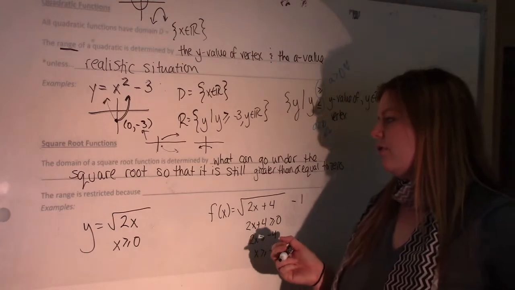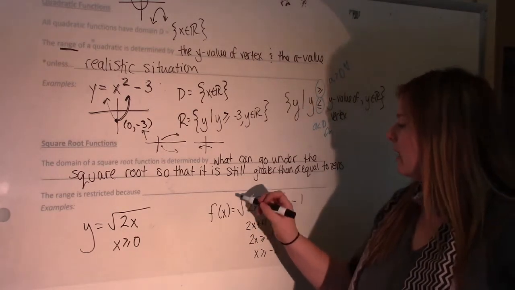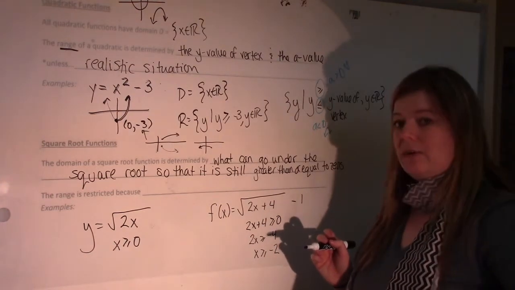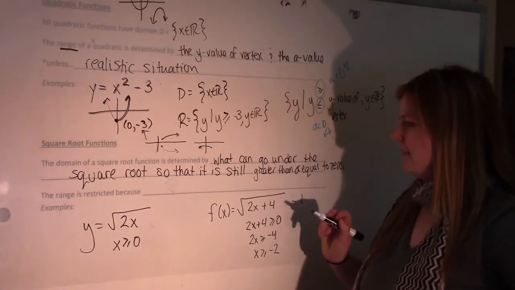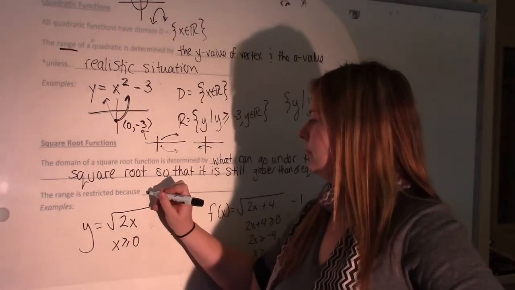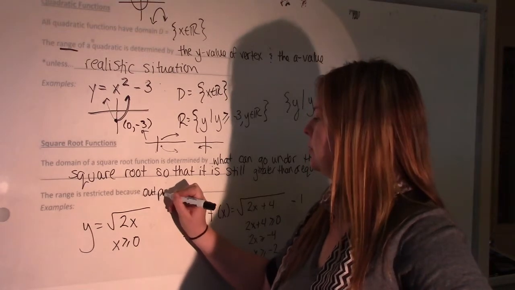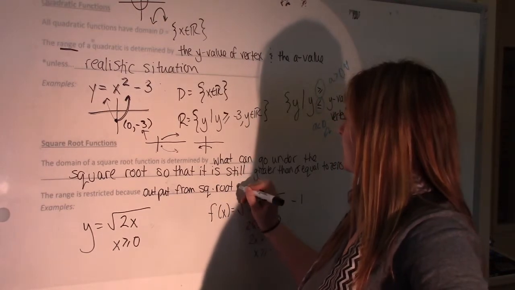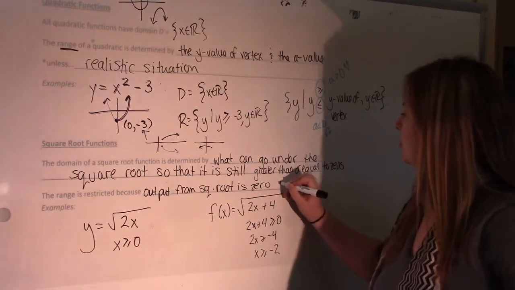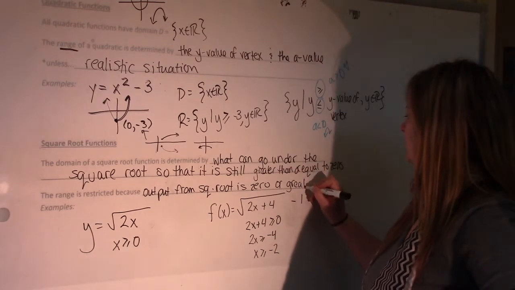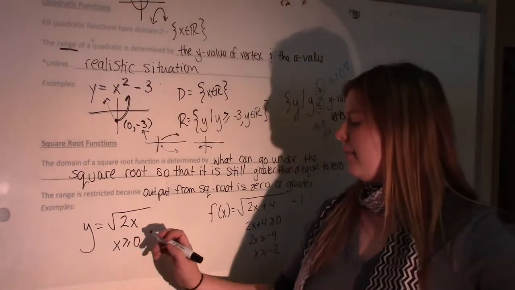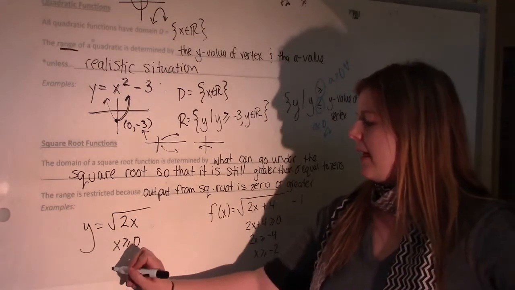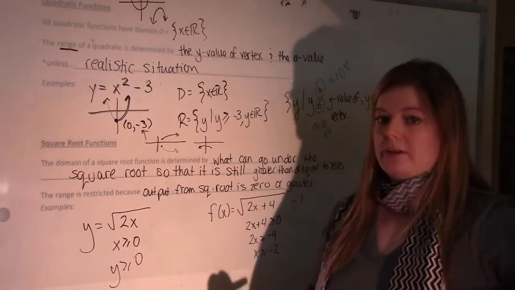But what about the range? The range is restricted because whatever comes out of the square root has to be 0 at the very lowest, and then it can go up higher than that. So because the output from the square root is 0 or greater, in this case, think about what y can be. Well, the output of this, the very lowest it can be is 0. So then that means that the whole function has to be greater than or equal to 0.